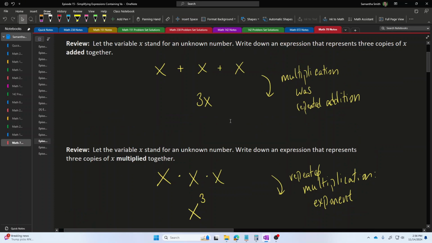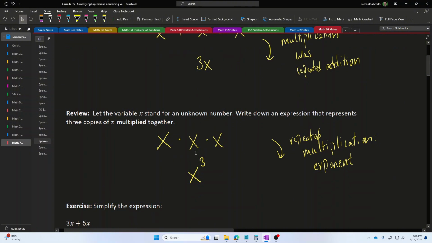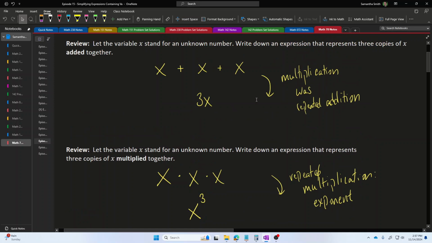So be careful when you're dealing with expressions containing variables about the position of the numbers in that expression. If you have a 3 in front of an x like this, 3 times x, what this represents is three copies of x that have been added together. Whereas by contrast, if the 3 is located above the x as an exponent, what this represents is three copies of x multiplied together.